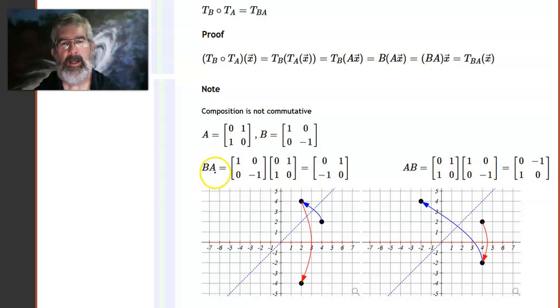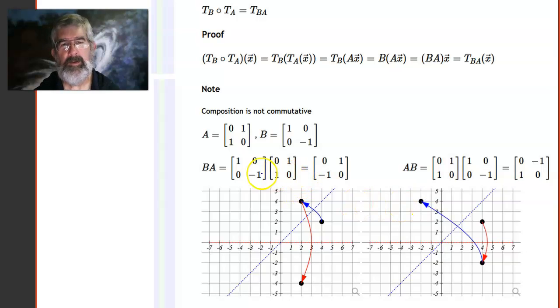so B times A is this matrix, and B times A, let's see, A was the blue one and B was the red one. So if I first do the blue one, so I'm just looking at a particular point here, 4, 2, reflect across the line y equals x, I get to 2, 4, and then reflect across the x-axis, I get down to 2, negative 4. But if I do it in the other order, if I reflect across the x-axis first, that gets me from 4, 2 down to 4, negative 2, and then the other reflection gets me over to negative 2, 4.